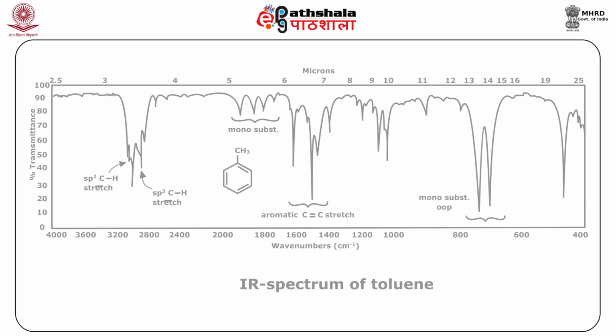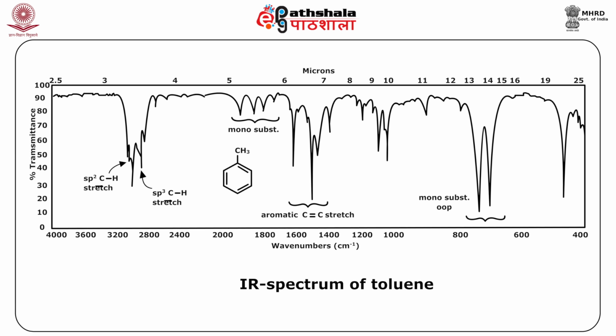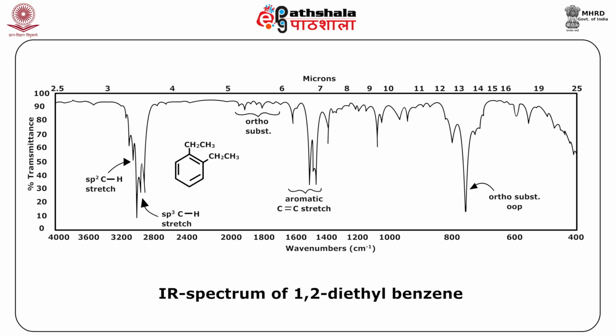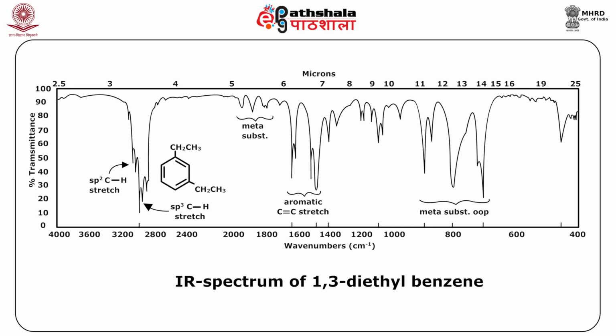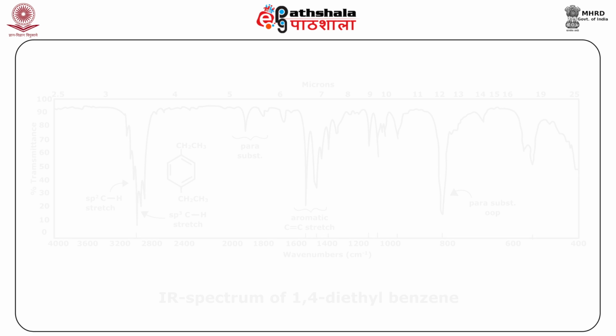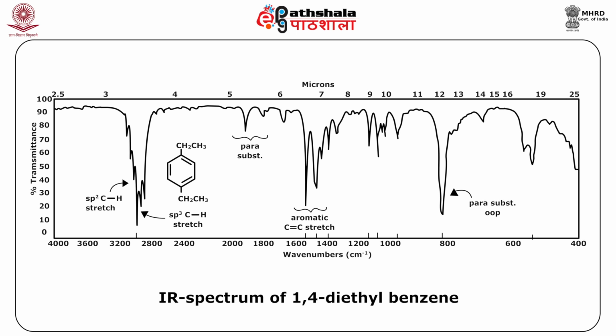Now, the first figure is that of toluene, and you can see all the stretching frequencies I mentioned are marked in this figure. The second IR spectrum belongs to 1,2-diethyl benzene, and you can see all those substitution effects in this and the values of the stretching frequencies. The third is the IR spectrum of 1,3-diethyl benzene, and the fourth one belongs to the IR spectrum of 1,4-diethyl benzene, and clearly all these stretching frequencies can be visualized in this.